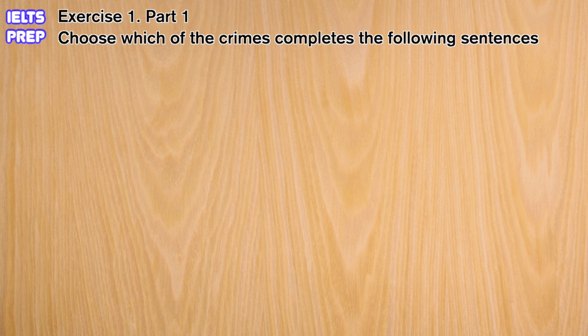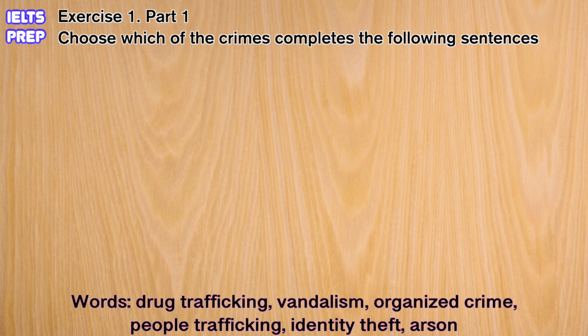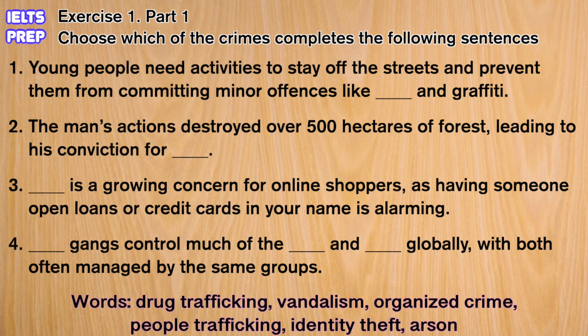Exercise 1. Part 1. Choose which of the crimes completes the following sentences. Words: drug trafficking, vandalism, organized crime, people trafficking, identity theft, arson. 1. Young people need activities to stay off the streets and prevent them from committing minor offenses like ___ and graffiti. 2. The man's actions destroyed over 500 hectares of forest, leading to his conviction for ___.